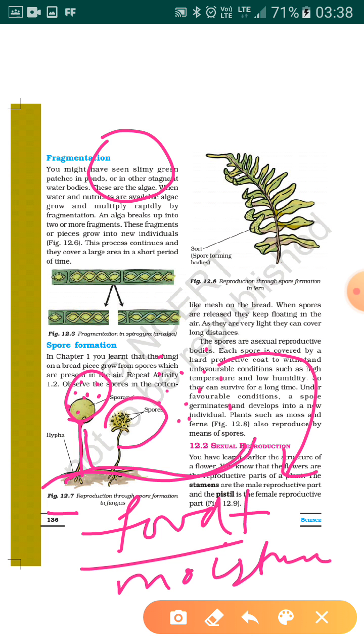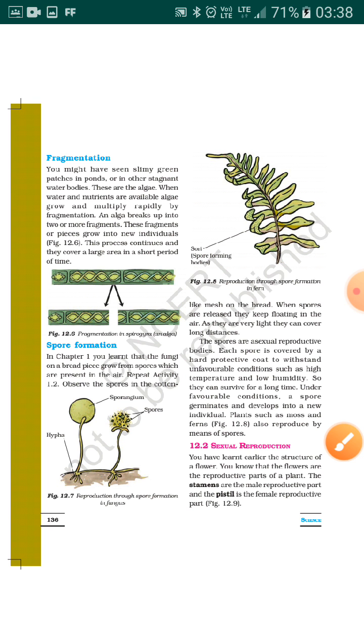Thank you very much. Today we have discussed asexual reproduction. Revise well and read this portion from the book. Thank you.